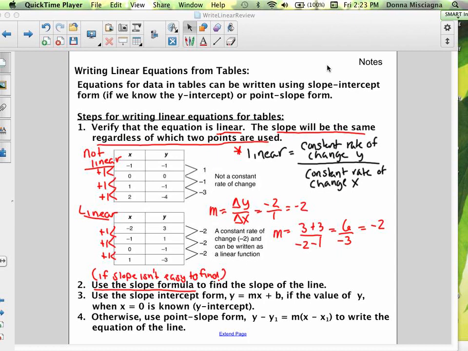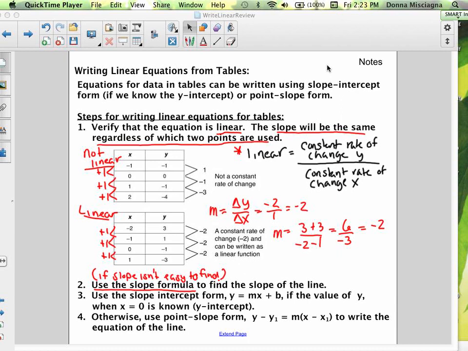All right, so in our first table here, that would not be a linear function. We have a constant rate of change in x. It's going up by 1 each time, but we do not have a constant rate of change in y. Right? We go up by 1, then -1, then -3. Right? So that's not a linear function, so we wouldn't write an equation for that one.